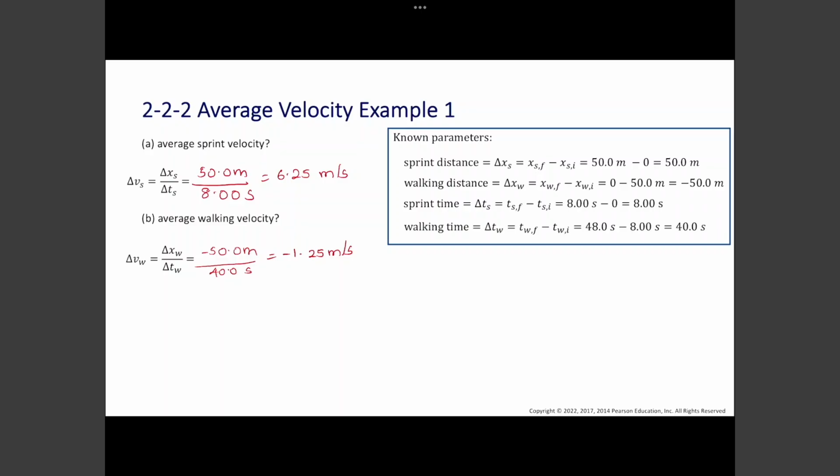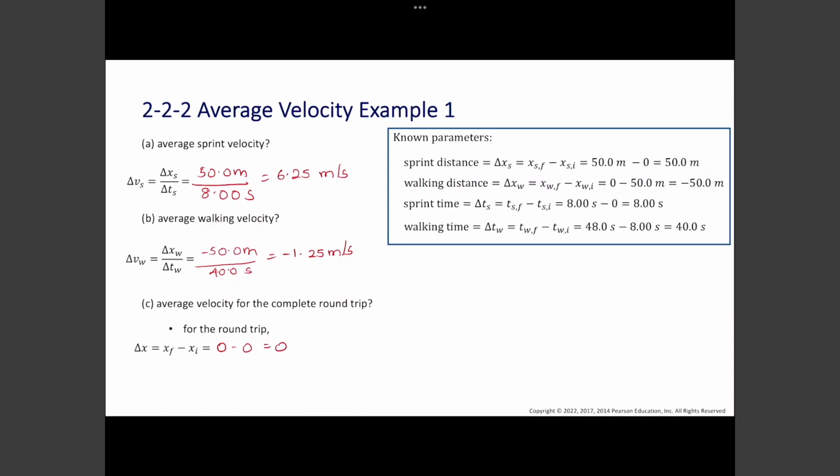Now we need to find the average velocity for the complete round trip. So for the round trip, we need to find the delta x, which is final position minus the initial position. Here the final position is at the origin, and the initial position is also at the origin. Because of that, delta x is equal to 0.